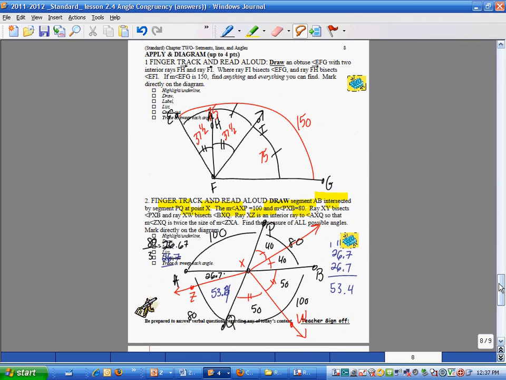Wait, so do we just... You can look at it, it's right there. Oh, okay. Yeah, you can check your work.